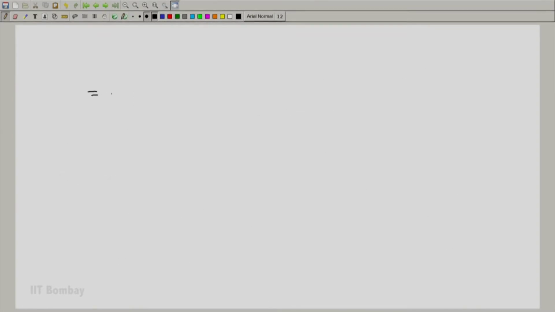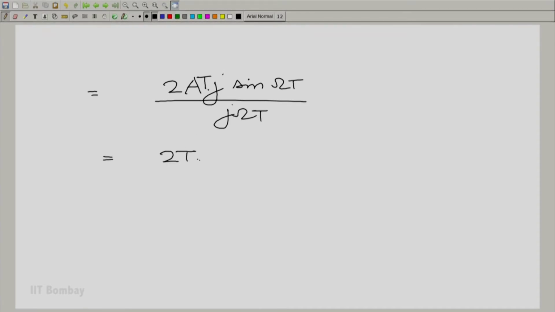So, it simplifies to 2A j sin omega T divided by j omega. As you know, we have done this before, you can always multiply and divide by T. So, I can put a T there and cancel the j's, and you have 2T times A sin omega T by omega T. Now, this is the Fourier transform of any one of those rectangular pulses.